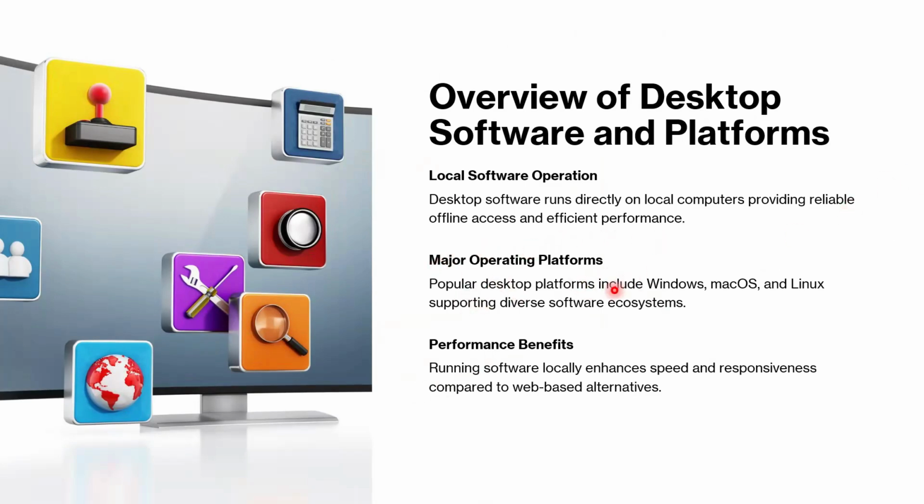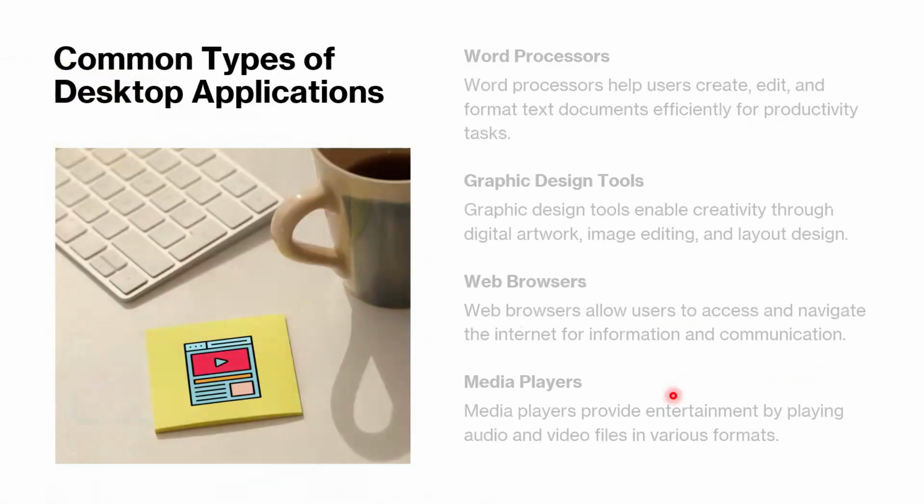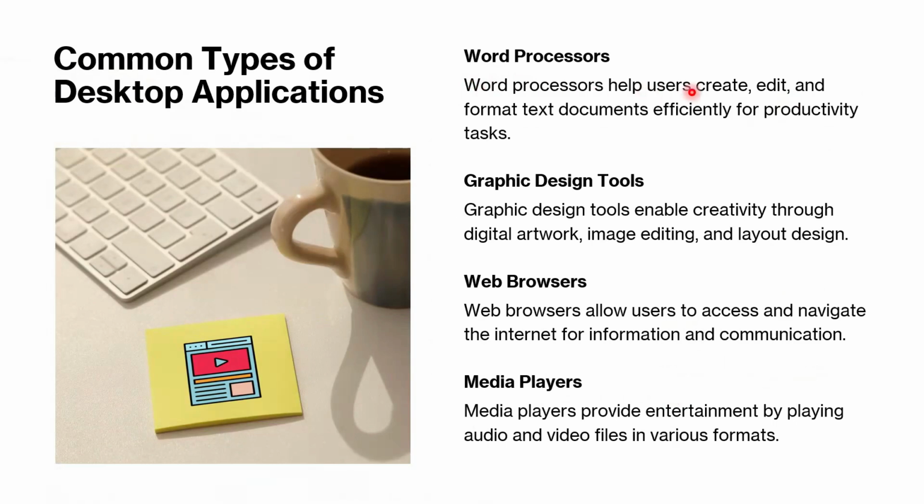Major operating platforms. Popular desktop platforms include Windows, Mac OS, and Linux, supporting a diverse software ecosystem. Performance benefits. Running software locally enhances speed and responsiveness compared to web-based alternatives. Word processors help users create, edit, and format text documents efficiently for productivity tasks.